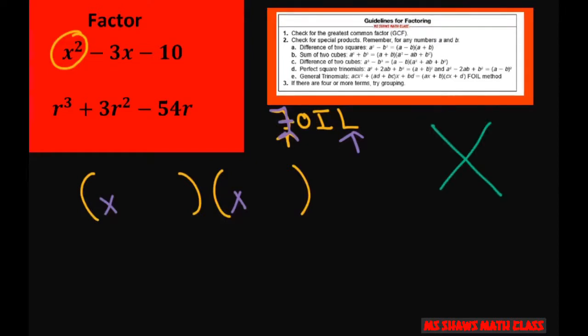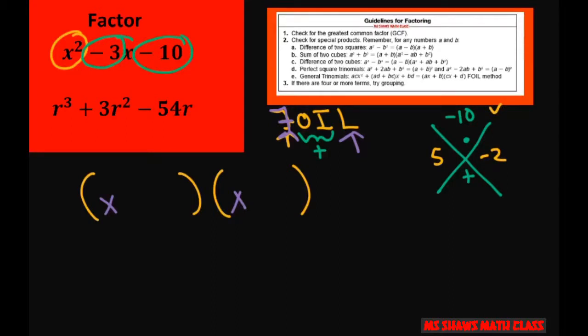So basically, my last term, when I multiply, I need a negative 10. But when I add them together, I need a negative 3, because the outer and inner is when you add the two middle terms. So when I think about it, I think 5 times 2 is going to work. I need one of them to be negative. So if I make the 2 negative, I get 5 times negative 2 is negative 10.